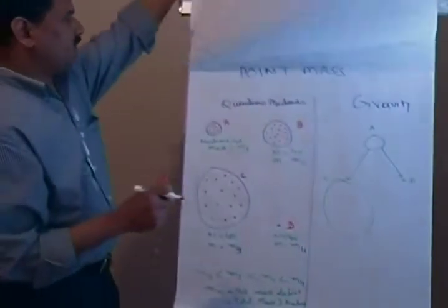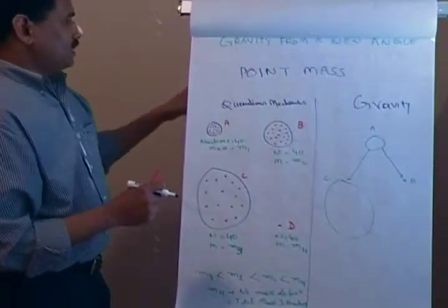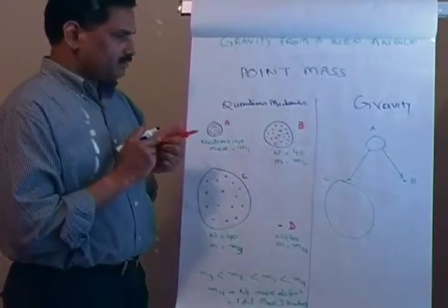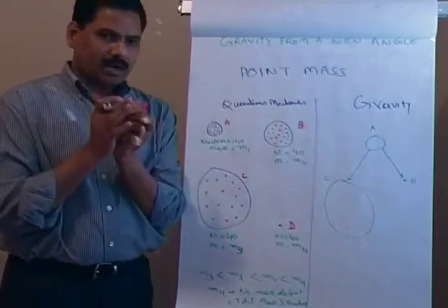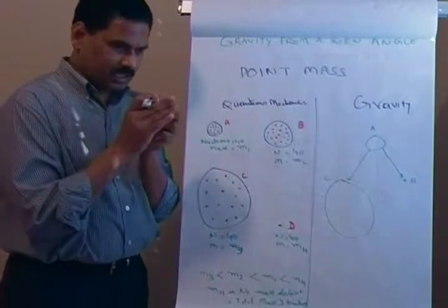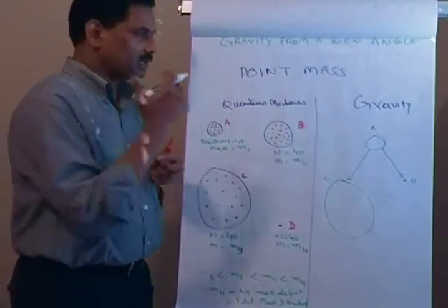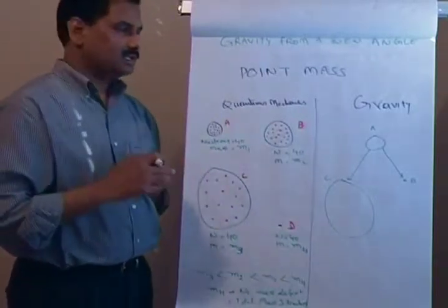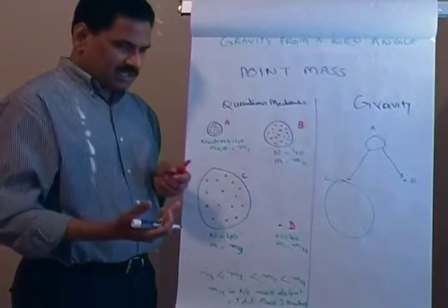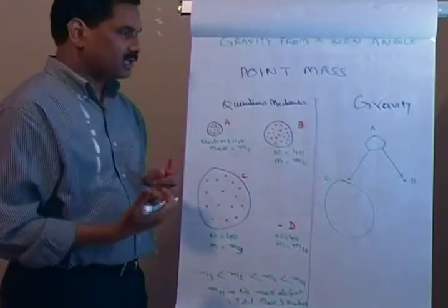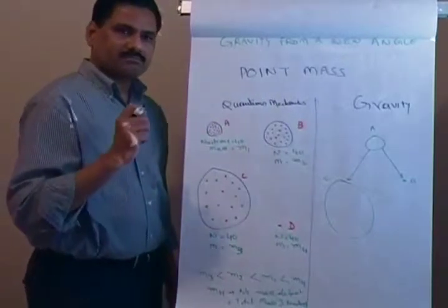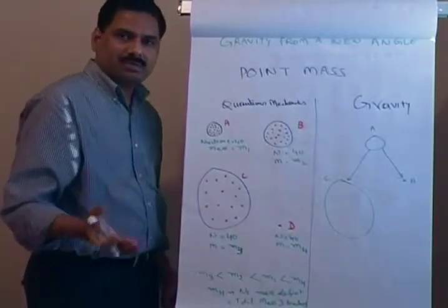Let's take another scenario here. Point mass. Let's look at the mass and the perspective of mass, like in quantum mechanics and then in gravitational theories. So we use mass more in gravitational theories rather than in quantum mechanics. The gravitational theory says the mass of an object remains the same no matter whatever you do with the object.